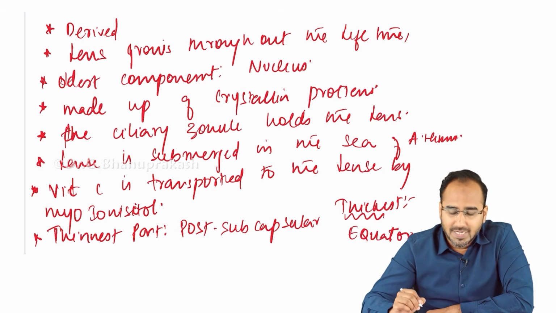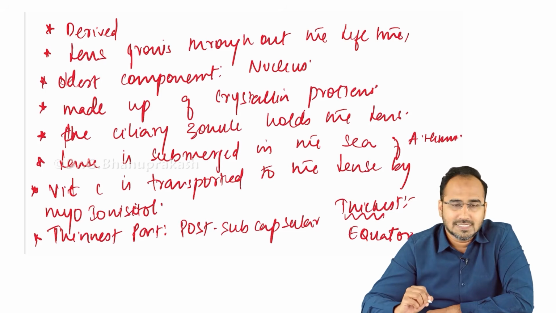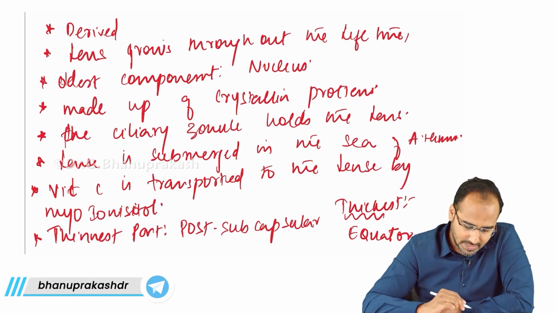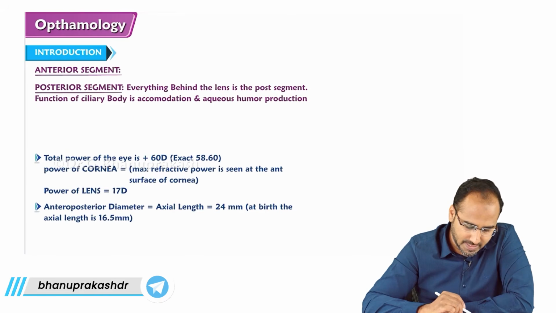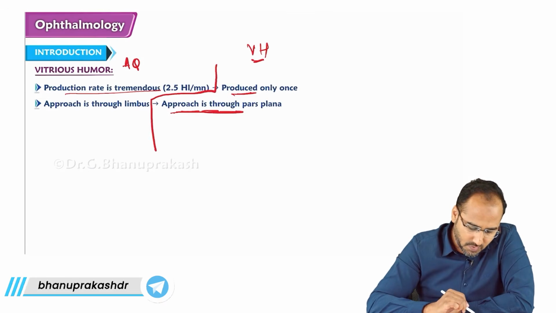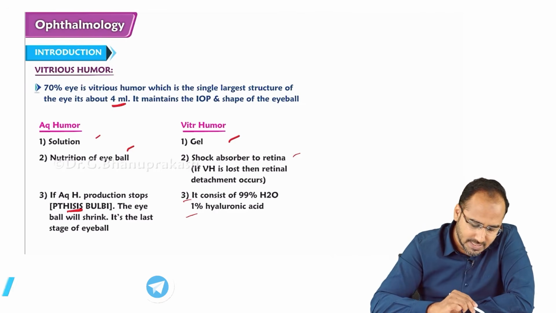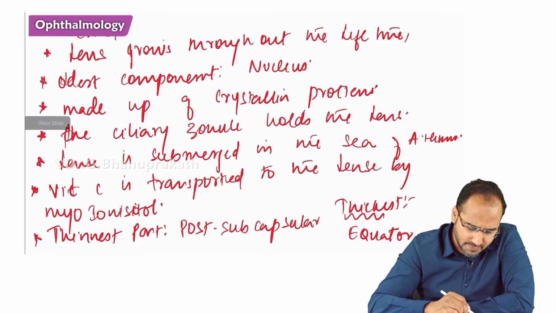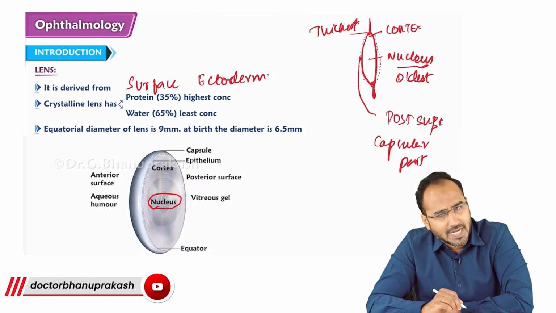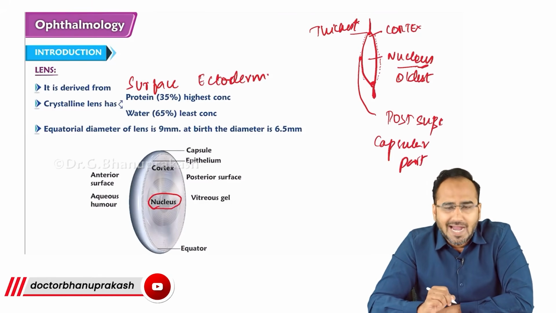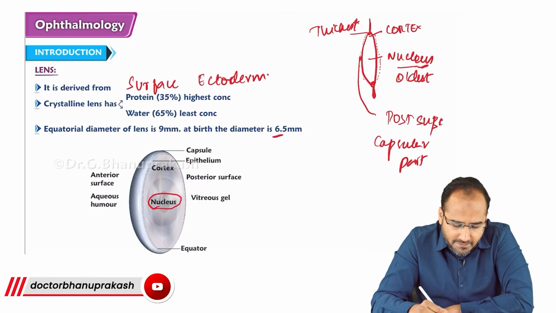So this is regarding the lens anatomy. Okay, is this clear? Yes or no? Thinnest part, thickest part. Now what else do we need to know about the lens? The diameter of the lens, guys. We have already discussed the equatorial diameter of the lens is 9 mm. But at birth, this diameter is 6.5 mm.